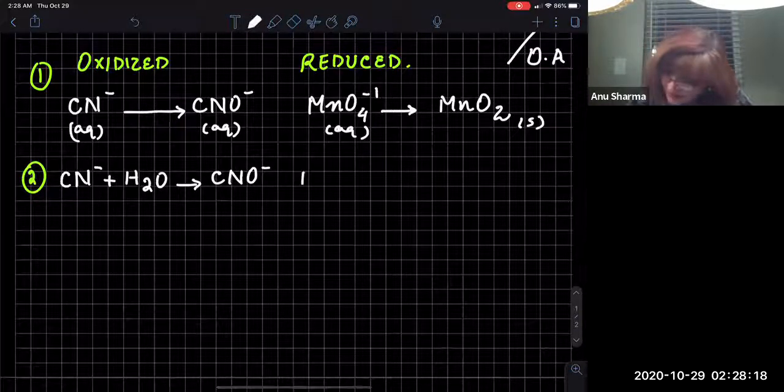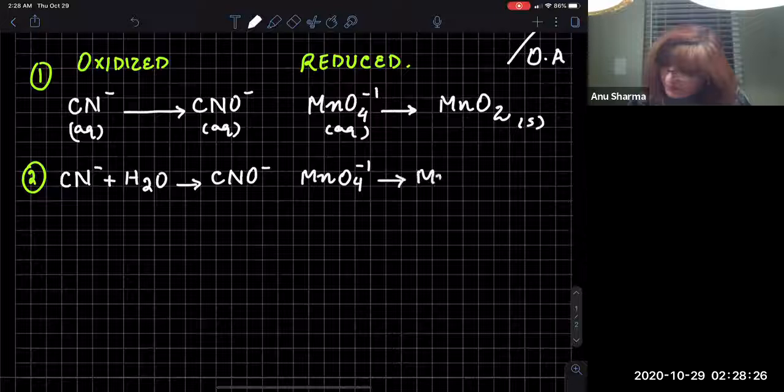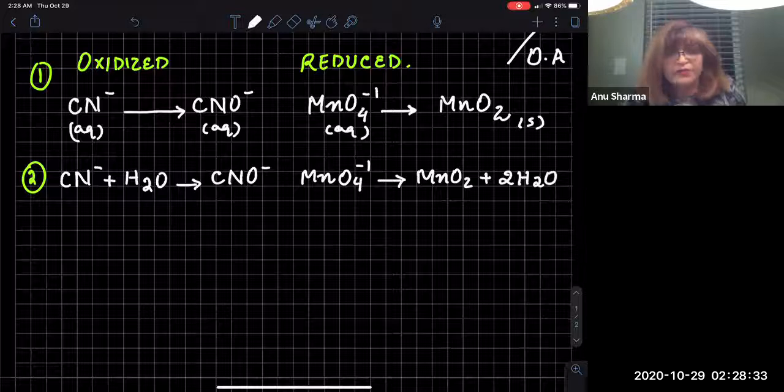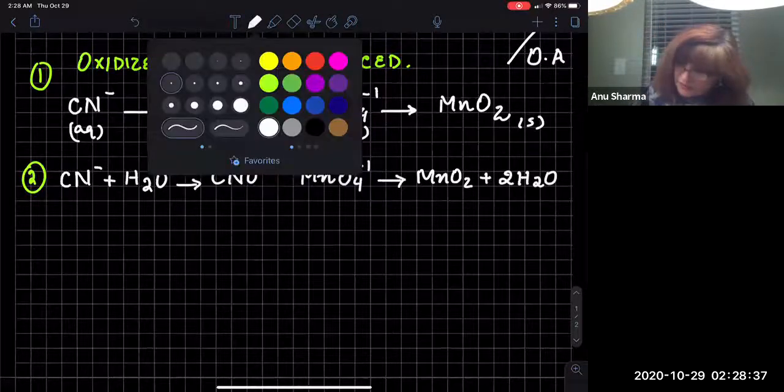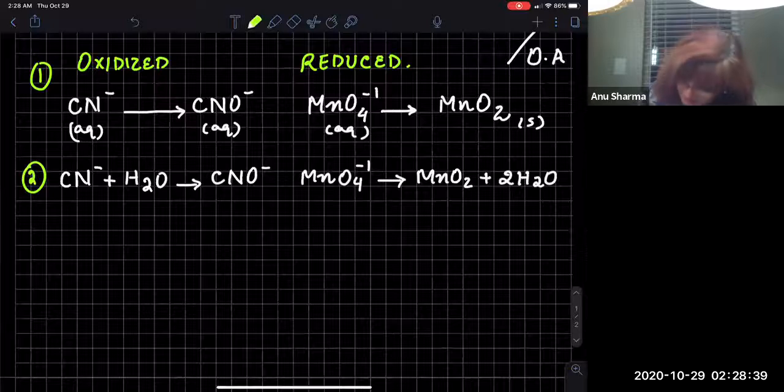So we have MnO4 1 negative, and that is giving you MnO2. And we need to bring 2 more oxygens, so 2H2O. So that's balancing the oxygen. Next is, let me write this down. This is balance oxygen.